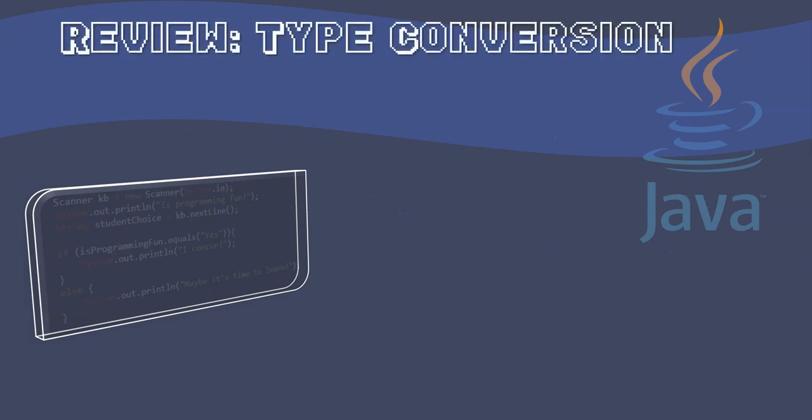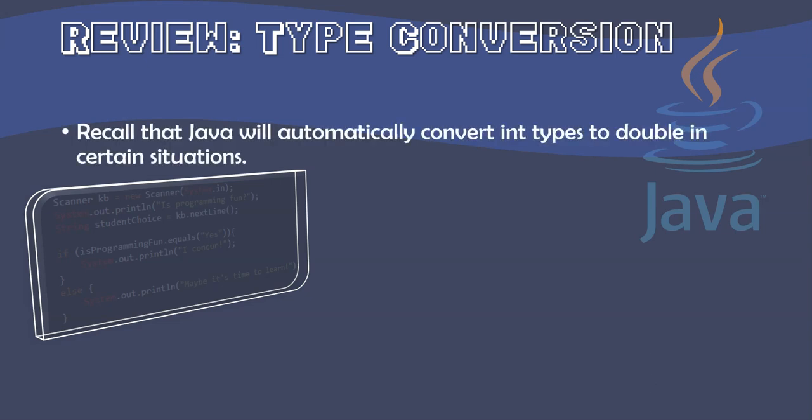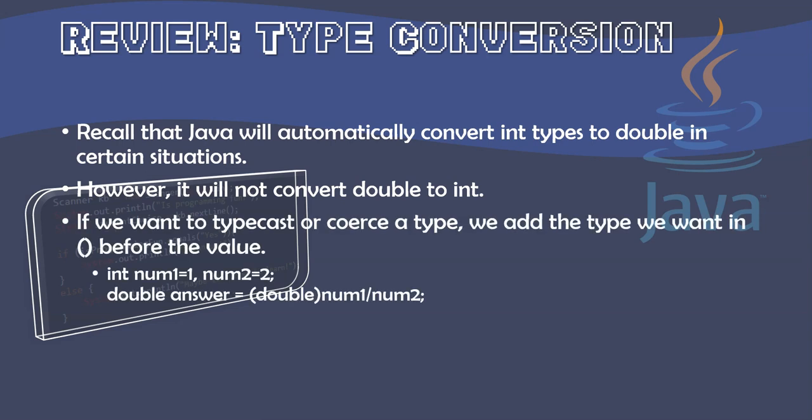All right, type conversion. Can't talk about variables without talking about type conversion. Recall that Java will automatically convert int types to double in certain situations. So what does this mean? Well, it means that we can't do it in the reverse, because remember, ints are much more precise than a double. And if we want to actually get those two to talk to each other, we have to either typecast or coerce them. And in order to do that, we add parentheses before the value we want to do that with. So here's an example to demonstrate that.